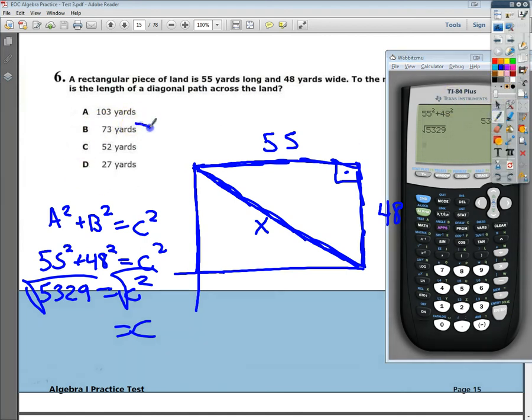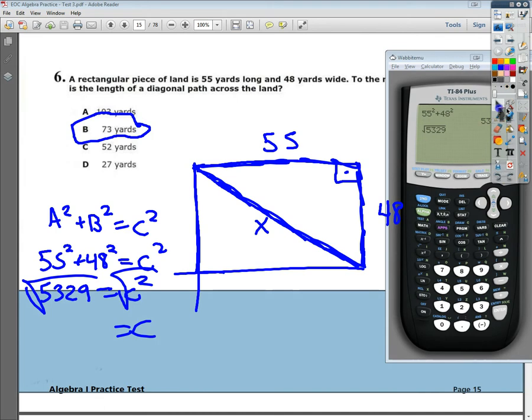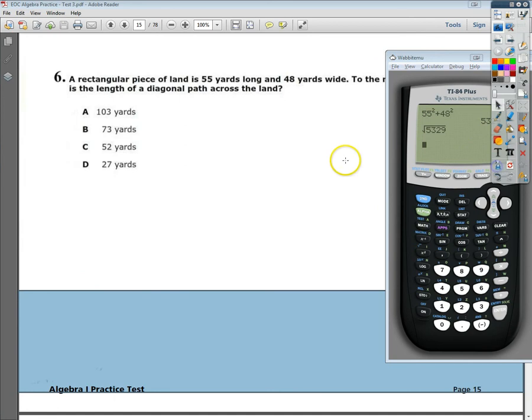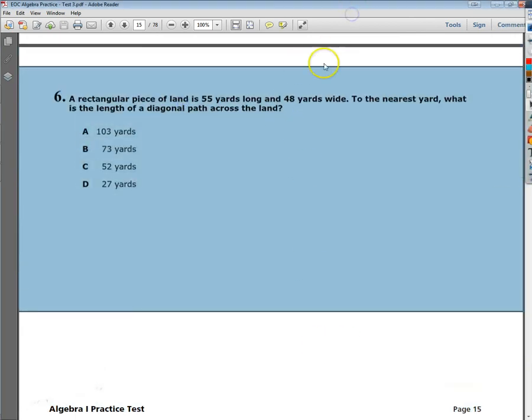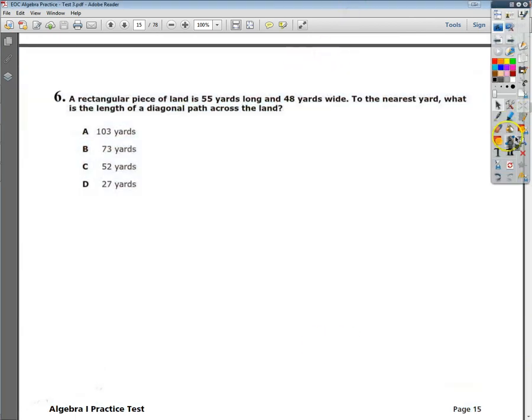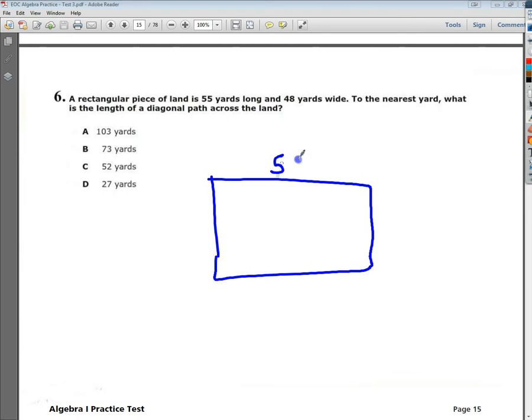As an added bonus, you could eliminate some answers very quickly from the beginning, just based on logically what the question looks like. So let's take a look at the question outside of the context of anything else. The question says I have a rectangular piece of land. It's 55 yards long and 48 wide. So if I redraw the picture very quickly, 55 and 48, and I eventually figure out, okay, it's a triangle.